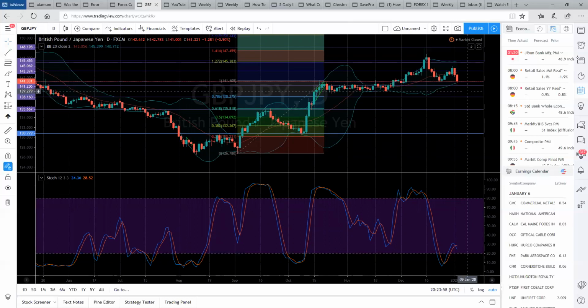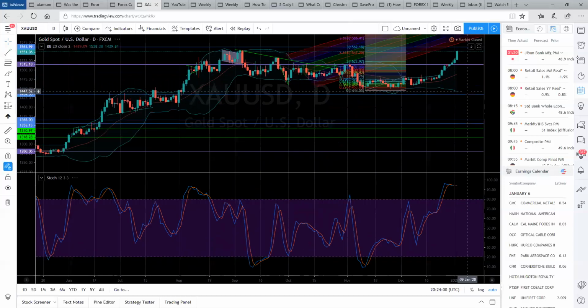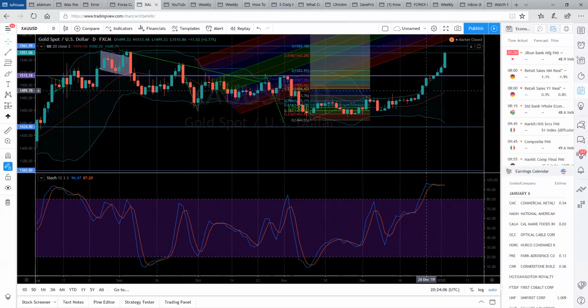Let's look at gold, USD. Weekly gold has made quite a bullish run, and we could still see prices going further beyond where it is now.